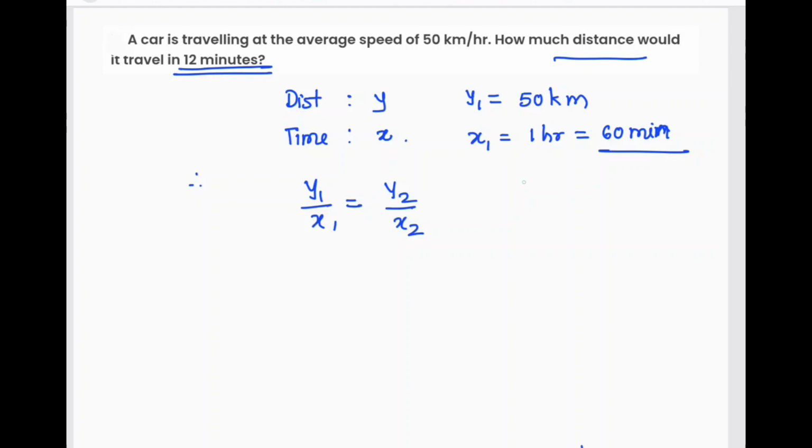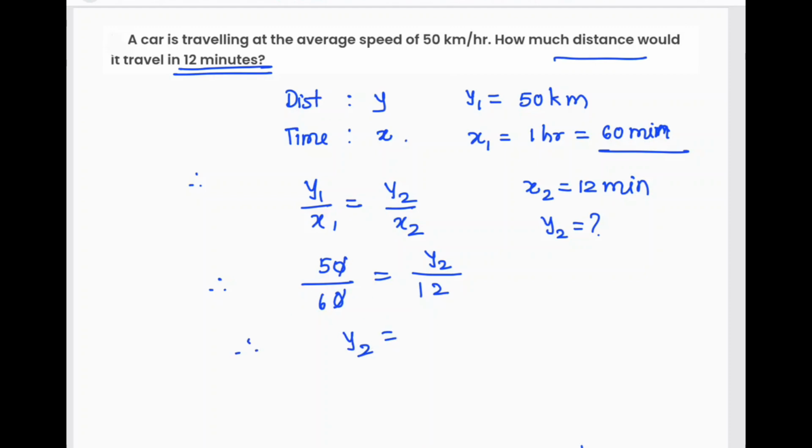So here x2 is given as 12 minutes. We have to find out y2. So therefore replace the values. 50 upon 60 is equal to y2, that we have to find out, upon 12. Therefore y2 is equal to 5 into 12 divided by 6. So 6 2s are 12, so 10. Therefore y2 is equal to 10 kilometers.